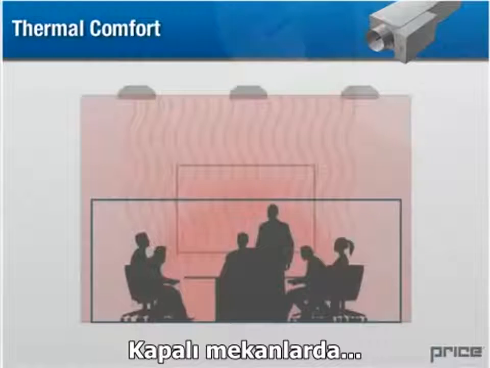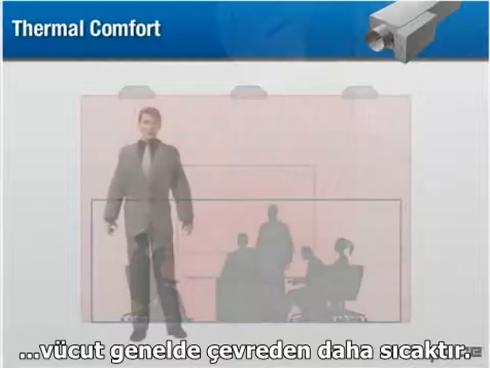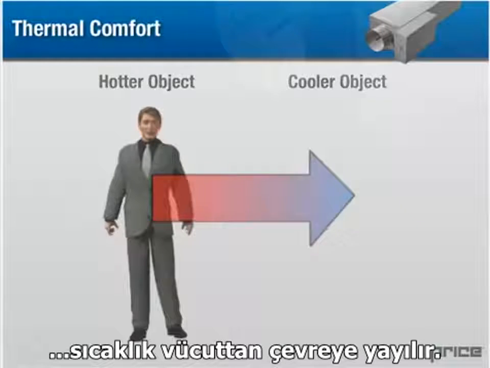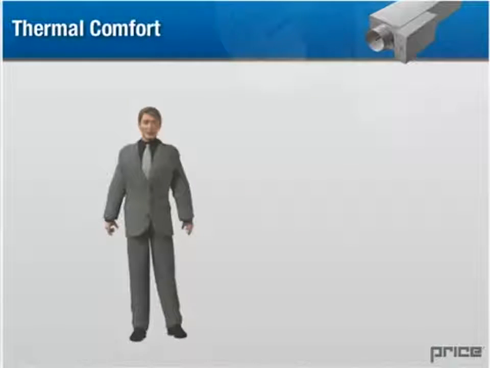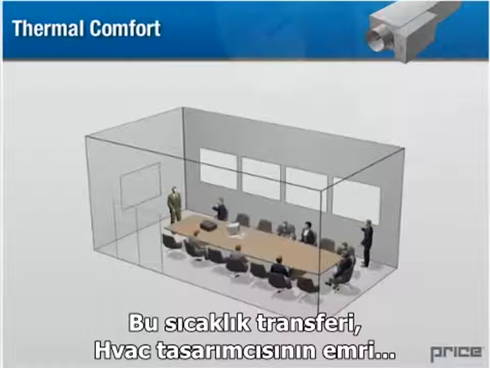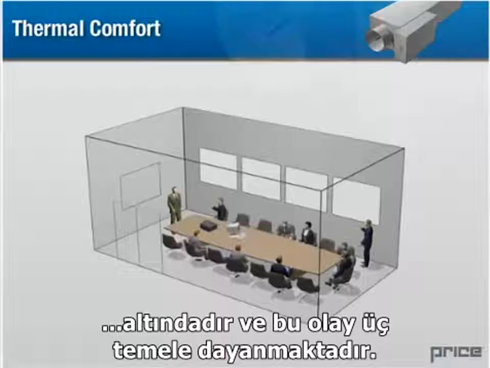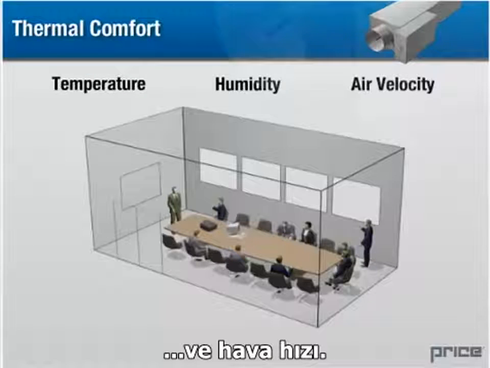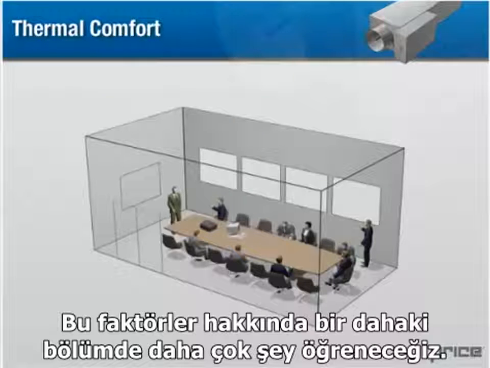In indoor environments, the body is usually warmer than its surroundings, and since heat naturally dissipates from a hotter object to a cooler one, heat travels from the body to its surroundings. This transfer of heat is in the realm of control by the HVAC system designer and is based on these three factors: surrounding air temperature, humidity, and air velocity. We'll learn more about these factors in the upcoming section.